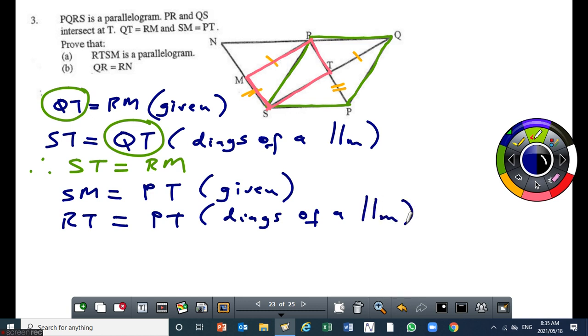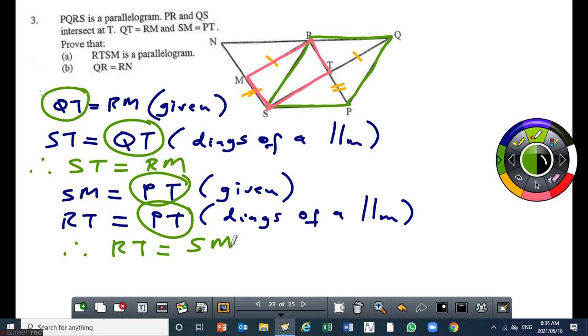Okay? Again, from here, you can see that PT appears in both statements. So we have PT here, we have got PT there, therefore, I can say RT is equal to SM. Now that I have proved this, I'm sure you can see that the opposite sides of that quad, RT and SM, are equal based on what I have done here. I have proved that both pairs of opposite sides of the quad are equal. It therefore means I can say the quad is a parallelogram.